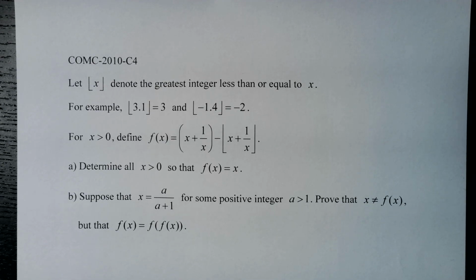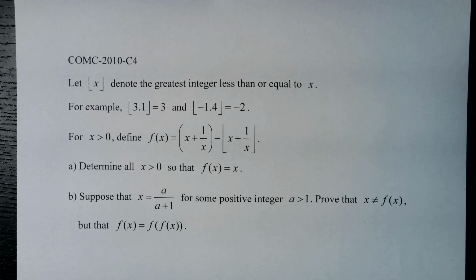Today I have yet another question here, and as always, let's first start by reading the question. Let [x] denote the greatest integer less than or equal to x. For example, [3.1] will be equal to 3, and [-1.4] will be equal to -2. Now, for x bigger than 0, define the function f(x), where f(x) is equal to [x + 1/x] - (x + 1/x).